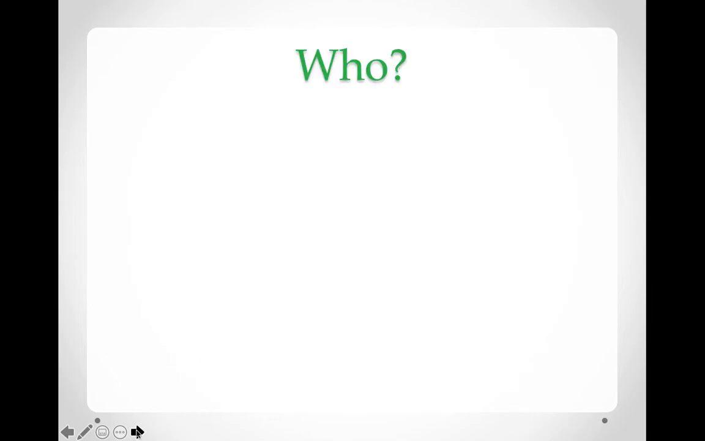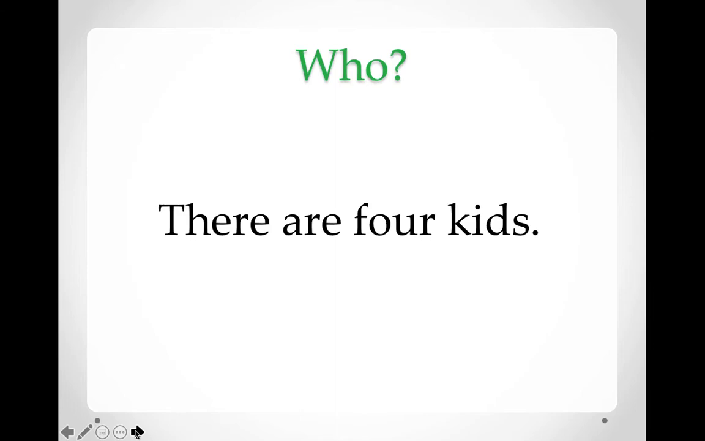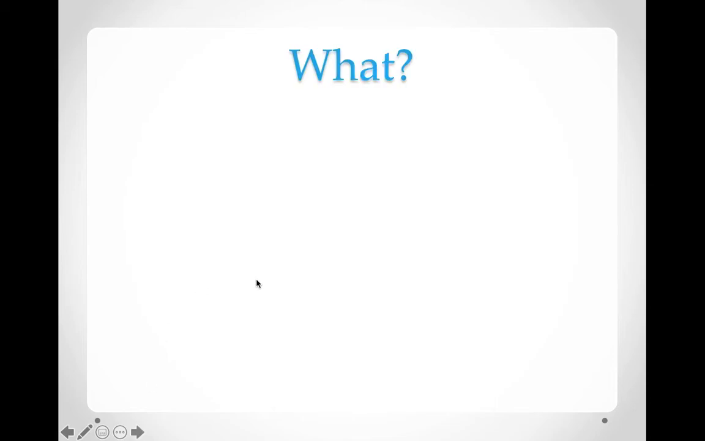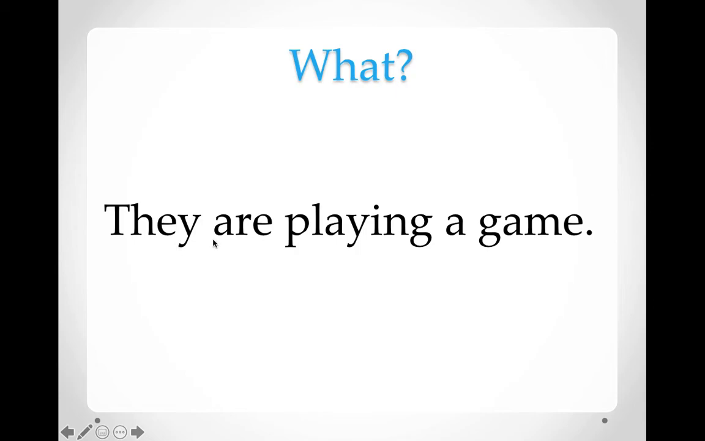Now, we are going to focus on the 5 W's, 1 H. Now remember the topic. The topic was a hot summer's day, and the picture was of learners playing in the garden. So, who was playing? There are 4 kids. That is my first sentence. Who? There are 4 kids. Now what? So what were they doing? They are playing a game.